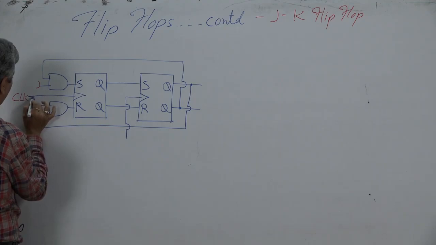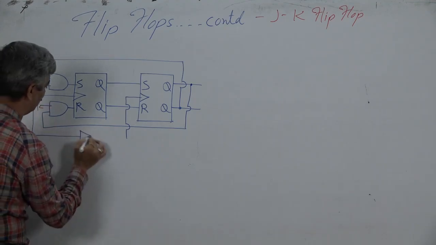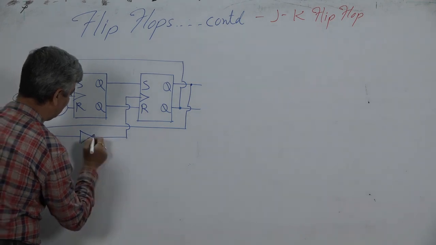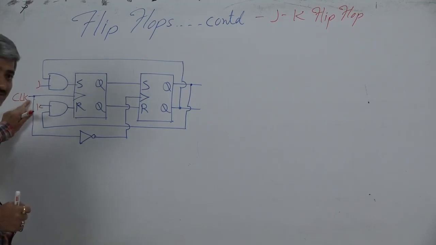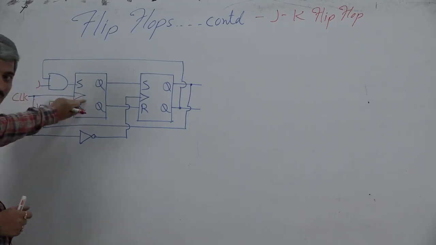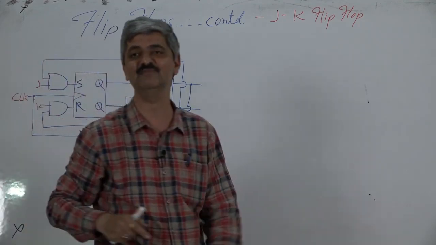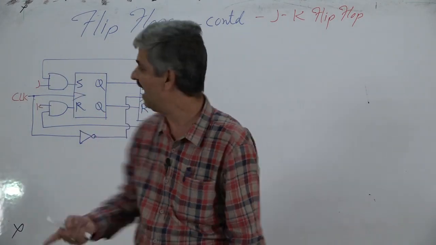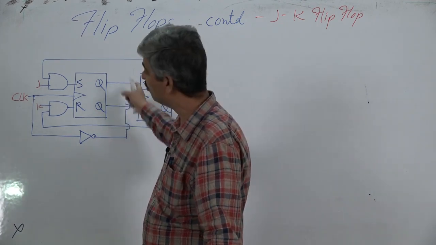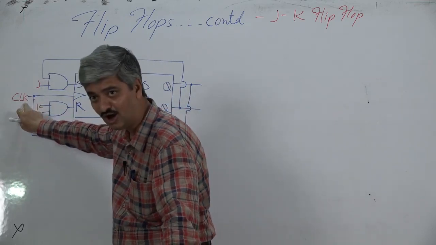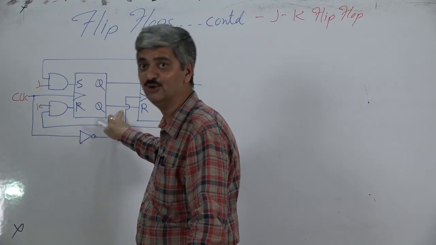Then the same clock is connected to the next flip-flop by inverting. So what will happen? When the positive edge of this clock comes, it goes as a positive edge for this flip-flop. This flip-flop will be active for a 10 nanosecond period after the rising edge of the clock, and that goes as a falling edge here, so it will not be active. When there is a falling edge of the clock, this will not be active, but because it is inverted to a rising edge here, this will be active.